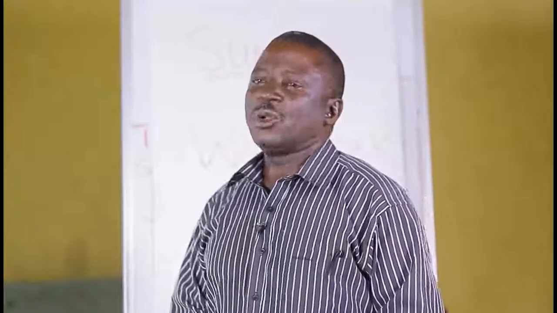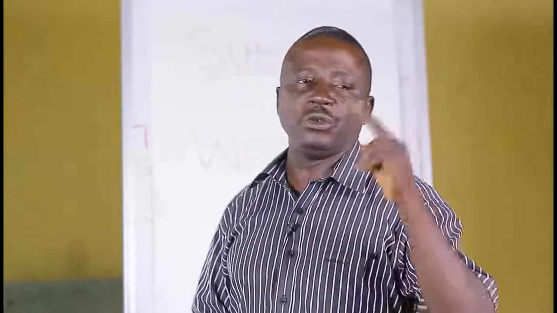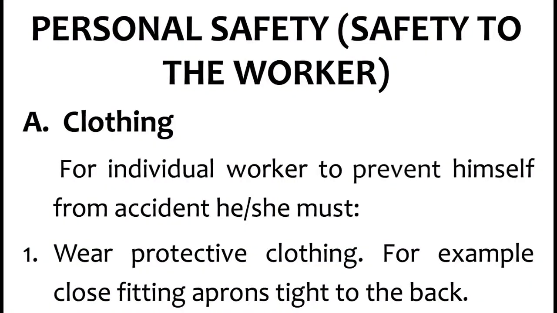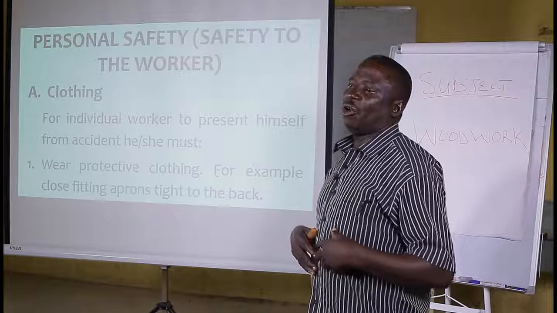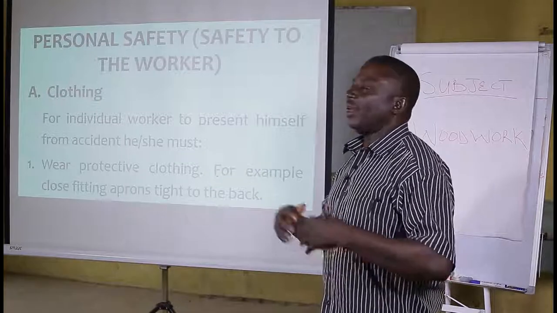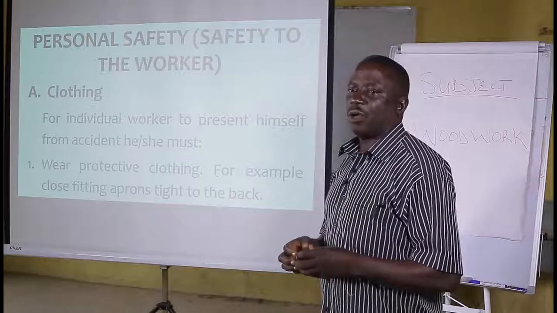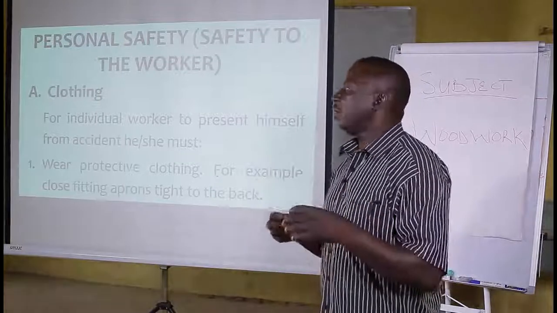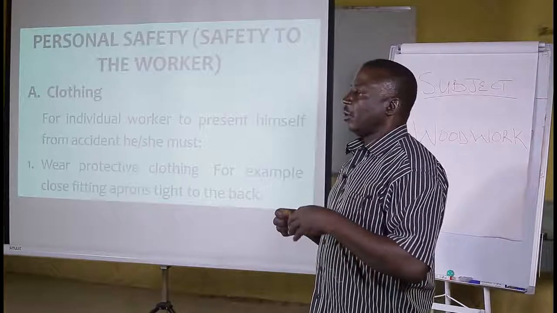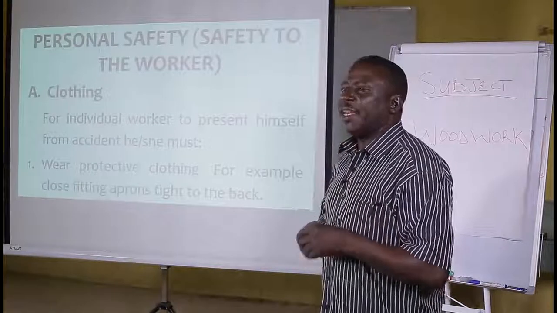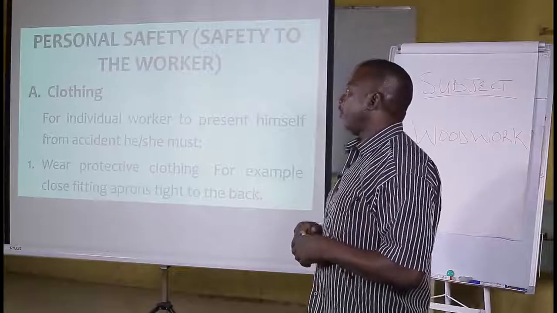So out of these three, I want to take two and discuss them. First, we'll talk about personal safety precautions. That is safety to the worker, the one that operates in the workshop, the one that carries out construction in the workshop, the one that does everything in the workshop. The individual is what we mean by personal here.